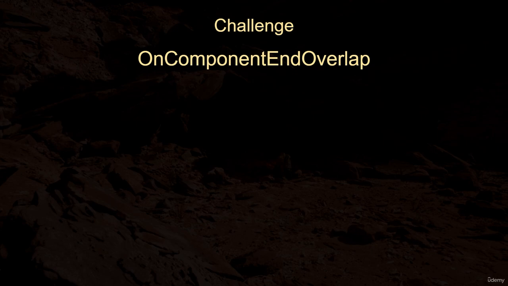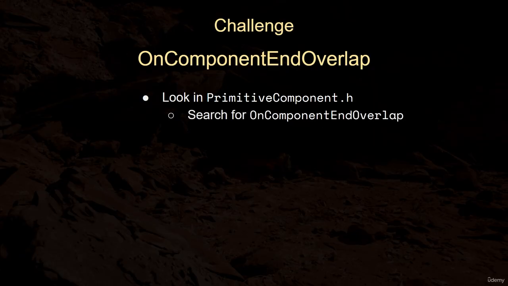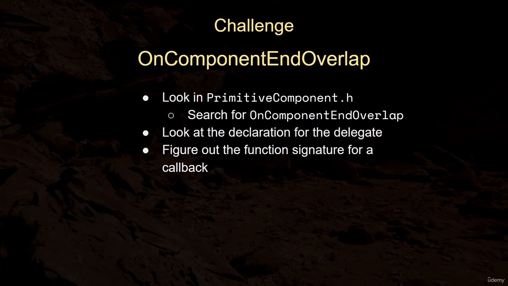So here are the steps to the challenge. First, I'd like you to look into PrimitiveComponent.h and search for onComponent end overlap. Look for that declaration for the delegate using one of those big long macros, and figure out the function signature for a callback that can be bound to onComponent end overlap. And once you've figured that out, create the callback function in the item class. Now remember, this has to be a UFUNCTION, so don't forget your UFUNCTION macro.